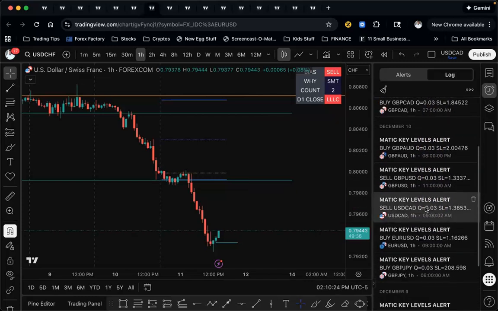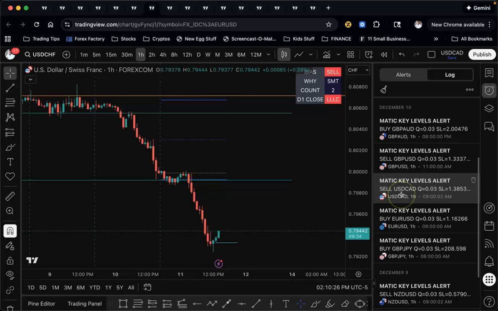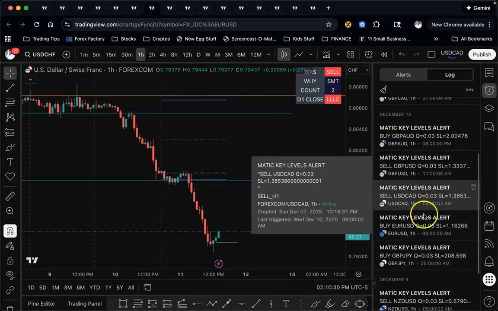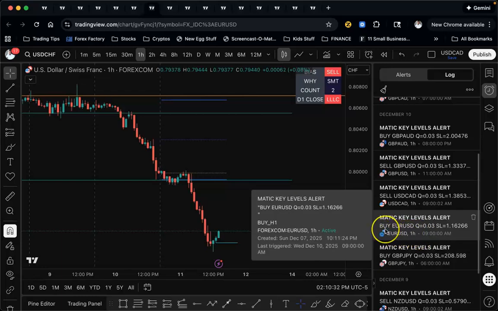So I didn't get a USD CHF alert last night, but I did get, oh, this is amazing, a Euro USD buy alert yesterday. So it's got the symbol, Euro USD. This is just for my trade manager, the 0.03. That's how it reads it, and then it decides the lot size, and it tells you the stop loss.